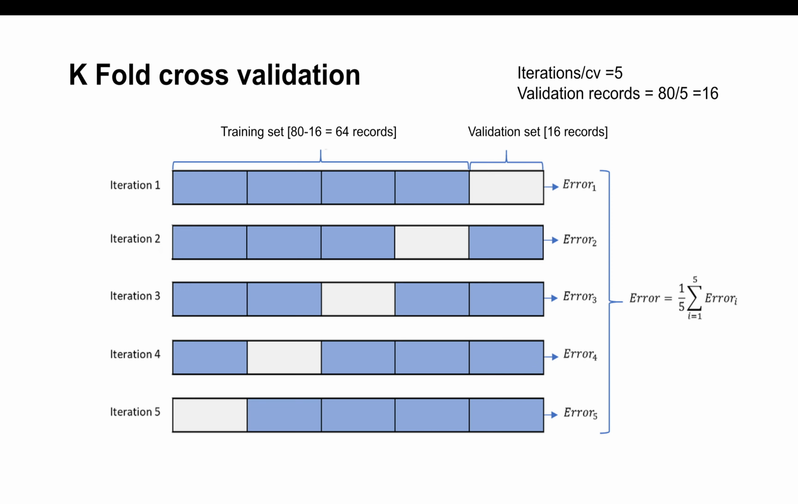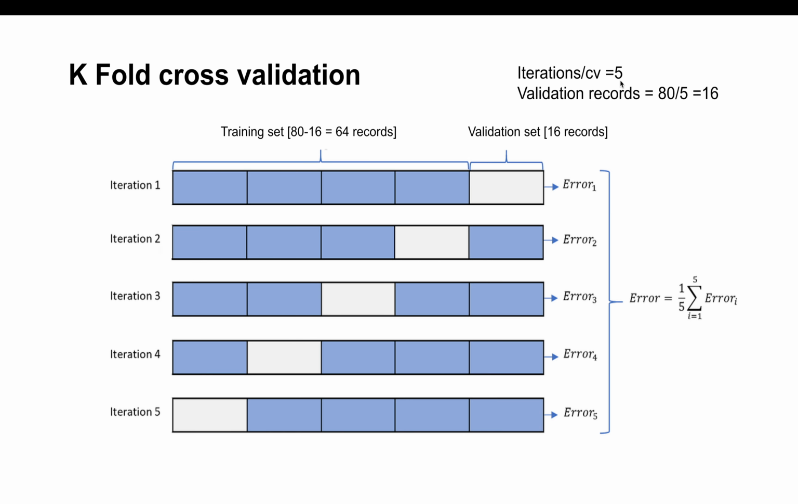Now the third one, and in fact the most commonly used one, is KFold Cross Validation. This is similar to what I explained in the previous video and even initially. If you have 80 records, you divide it by the number of iterations that you call the cross validation, let's say 5 in this case, and you get 16. So 16 records will be used in the validation data set and the remaining 64 records will go to the training data set.